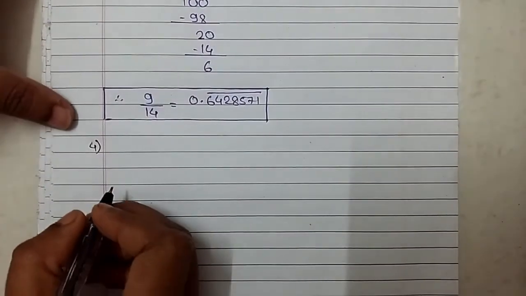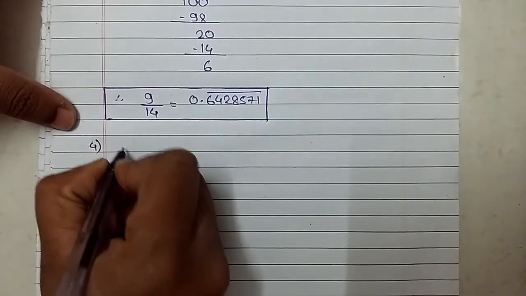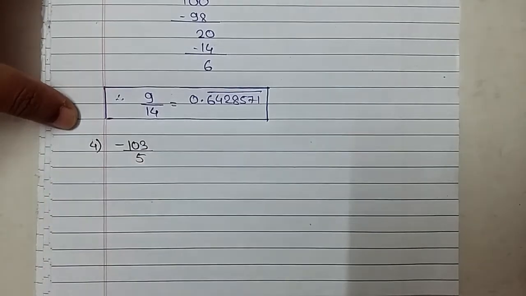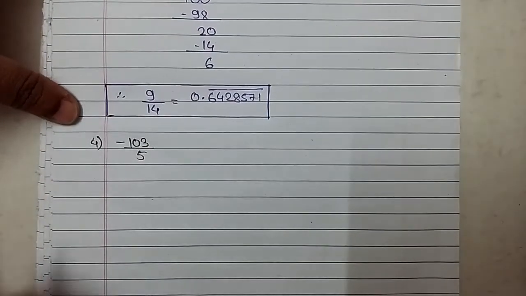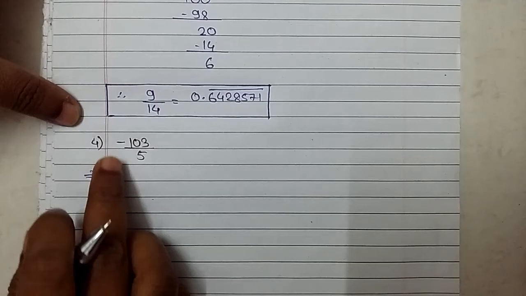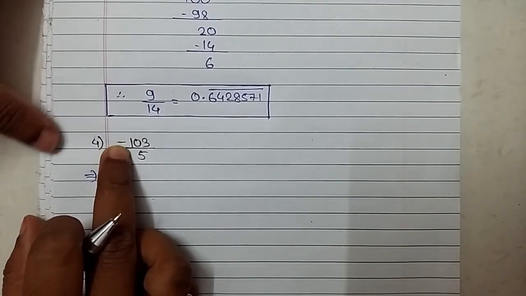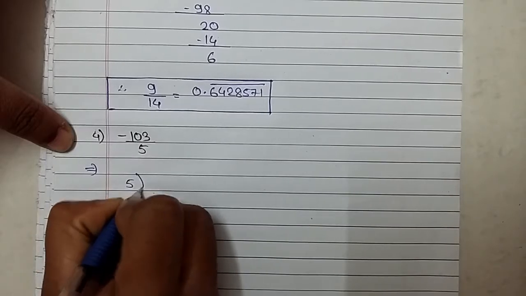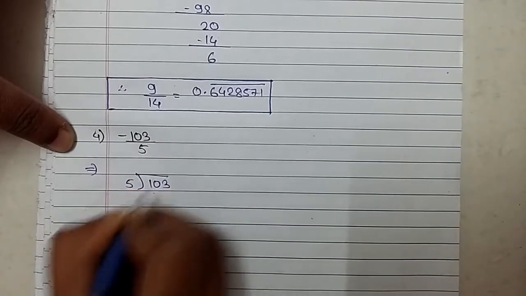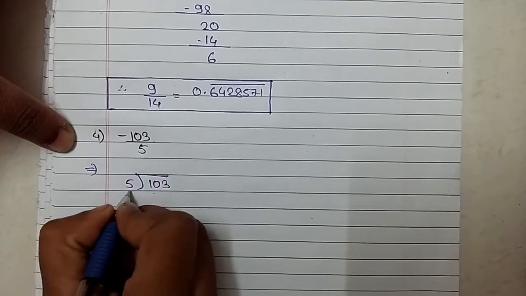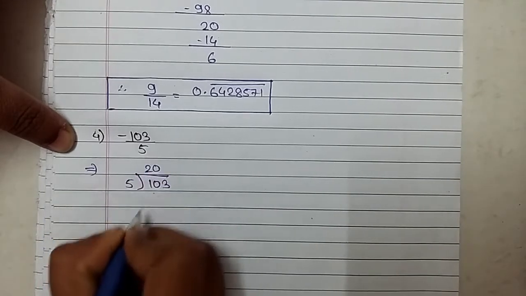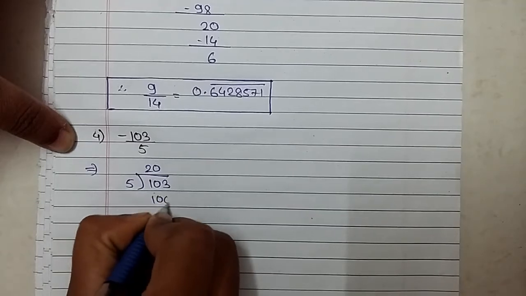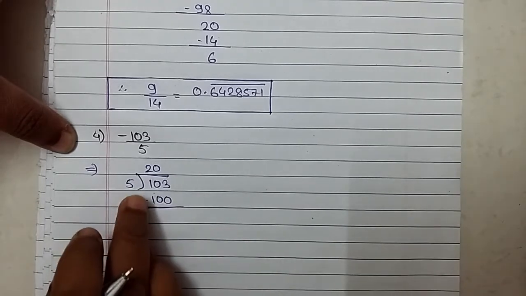Next question, question number 4. What is your question? Minus 103 upon 5. Okay, we want to divide this. So when we divide, no need to put the minus sign during this division. Okay, so 5 as it is, then 103 put as it is. Okay, understand? Then what is the result of 5 20s? That is 100.